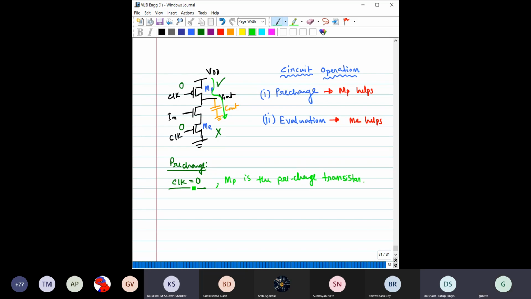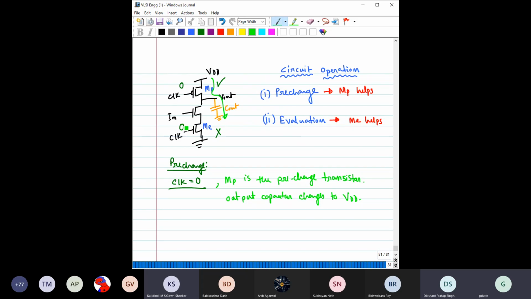Okay. So when clock equal to 0, output capacitor charges till VDD. This output capacitor charges to VDD. So that is basically the pre-charge stage. Okay. Now see what is happening to this NMOS, not this ME. This ME, as I mentioned, it helps in evaluation. So I will write it explicitly. So this ME is called the evaluation transistor. Okay. So ME is the evaluation transistor. It helps during the evaluation.